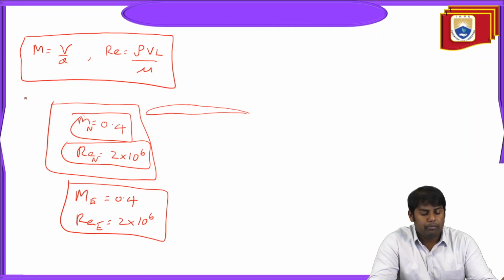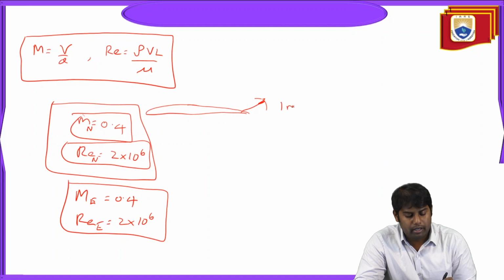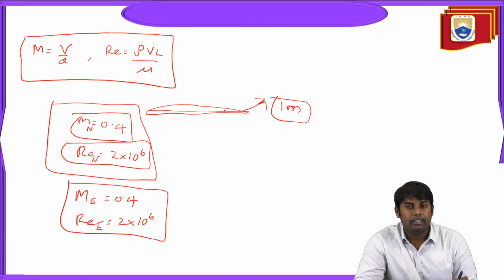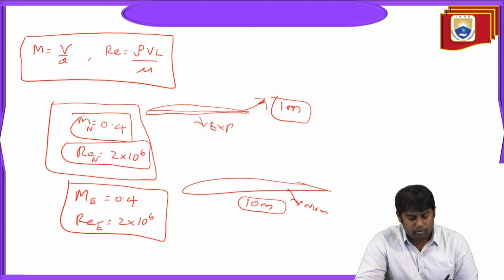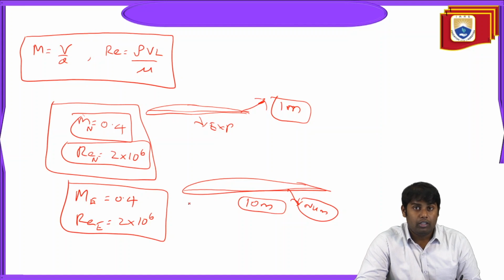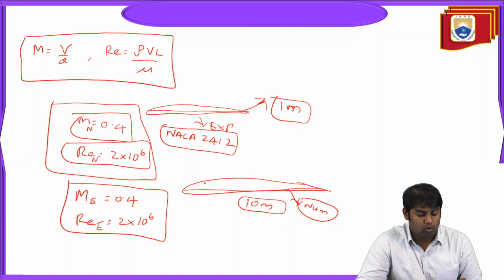Okay, so an example is the airfoil we have seen. Let's say you have 1 meter chord length, and this one you do for experiment. Let's say you have a realistic airfoil of 10 meters, and this is for numerical. In order to compare the results of experimental and numerical of the same airfoil, let's say you have NACA 2412. So we are taking the NACA series 2412.